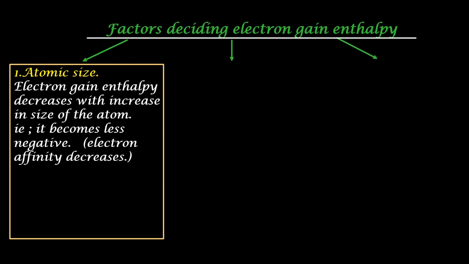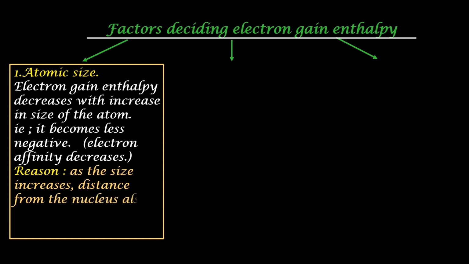So as the size of the atom increases, the corresponding atom is able to expel or give out less amount of energy. This is because when the size of the atom increases, the distance of the outermost shell into which the electron has to be accepted becomes greater from the nucleus. So the attraction of the nucleus on the incoming electron becomes less.